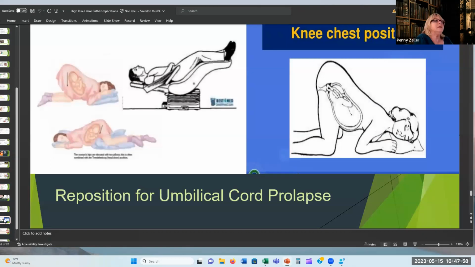Okay, so you see in these positions how that baby actually would fall back down in the uterus, at least fall a little bit away from that cord. And then you can put your sterile gloves on and push on that baby's head, okay, to get it away from the cord. And then the idea of sterile towel and a sterile saline is to keep the cord moist, if it is actually coming out of the vagina.